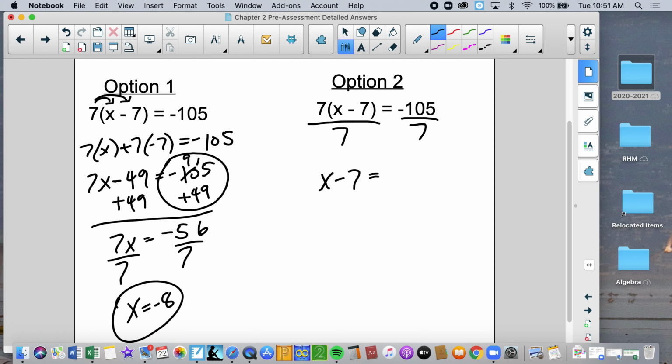You get x minus 7 equals negative 115. 7 goes into 10 once with 3 left over. 7 goes into 35 5 times. Plus 7, x equals negative 8.